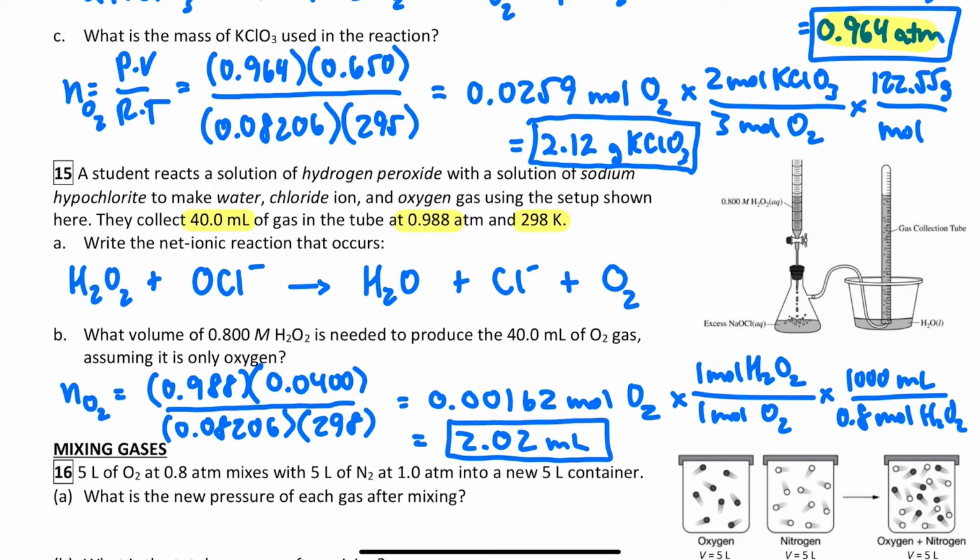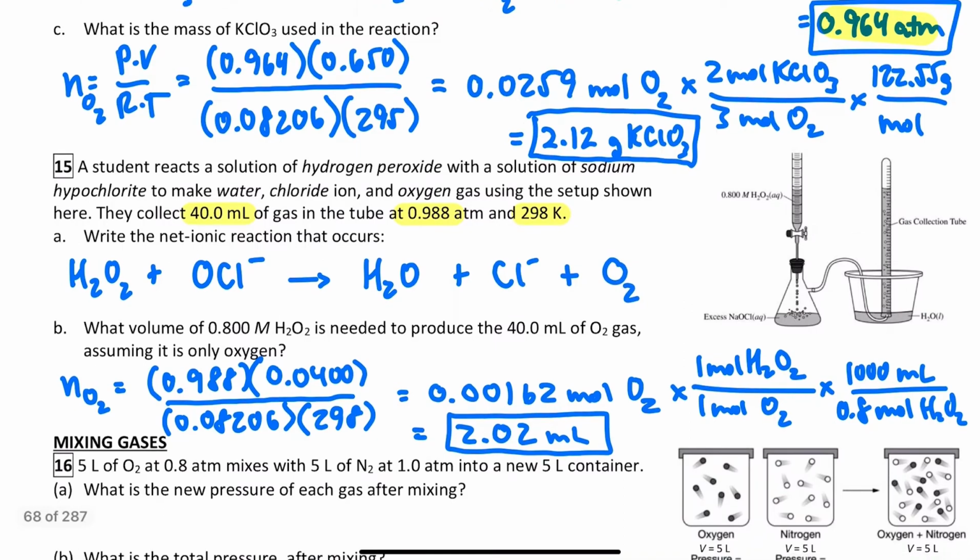peroxide solution. So this is just like the previous question where we took a volume, pressure, and temperature of a gas, we turned it into the moles of that substance, used the mole to mole ratio to get how much of a reactant, and then just a throwback to our previous unit on how to incorporate molarity to turn it into a volume of that peroxide solution. So that's how we use gases in chemical reactions.